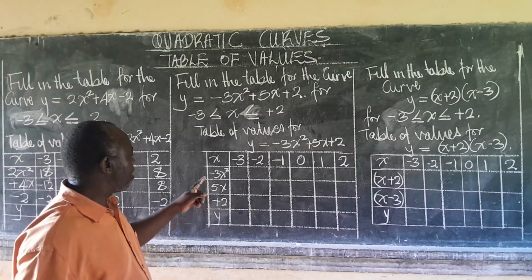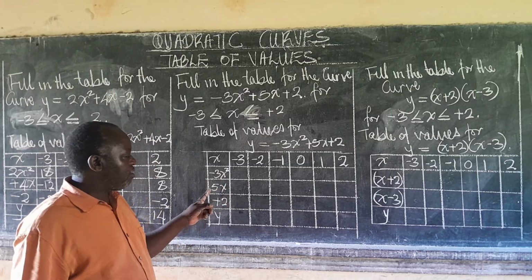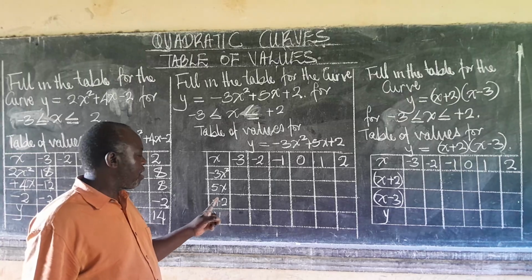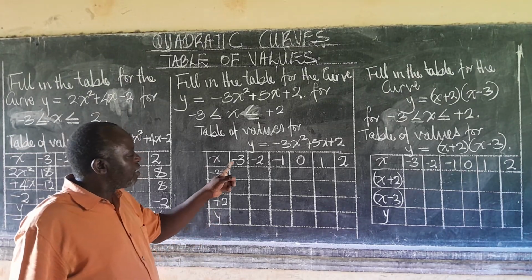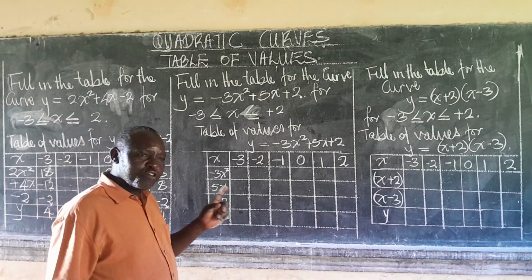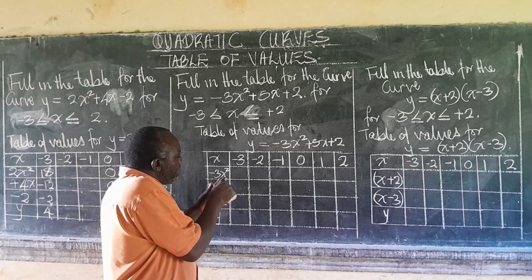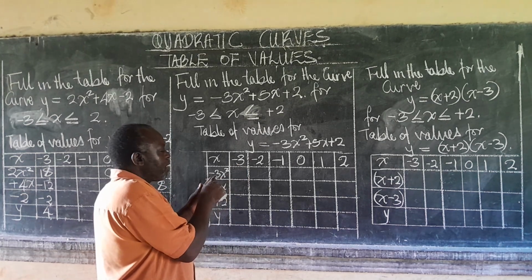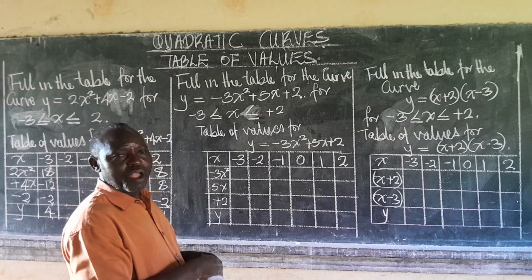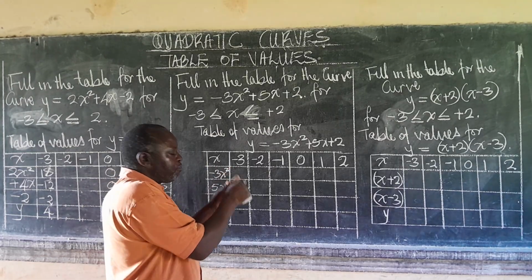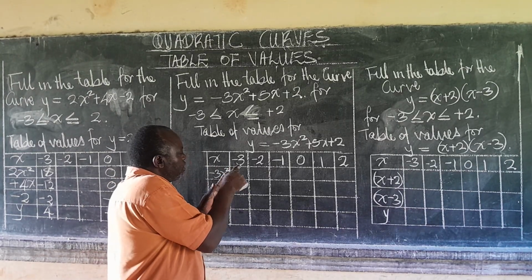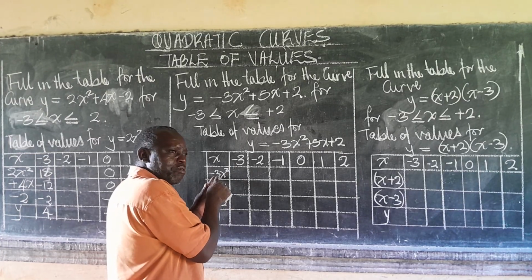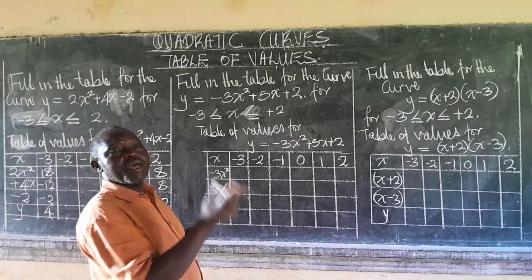Then here we have negative 3x squared, then here we have plus 5x, then plus 2, then y. What we have to do first of all is square this one. After squaring, multiply by 3. After multiplying by 3, we make it a negative. I'm repeating: we first square this one, after squaring, multiply by 3, and after multiplying by 3, make it a negative. It is simpler that way.